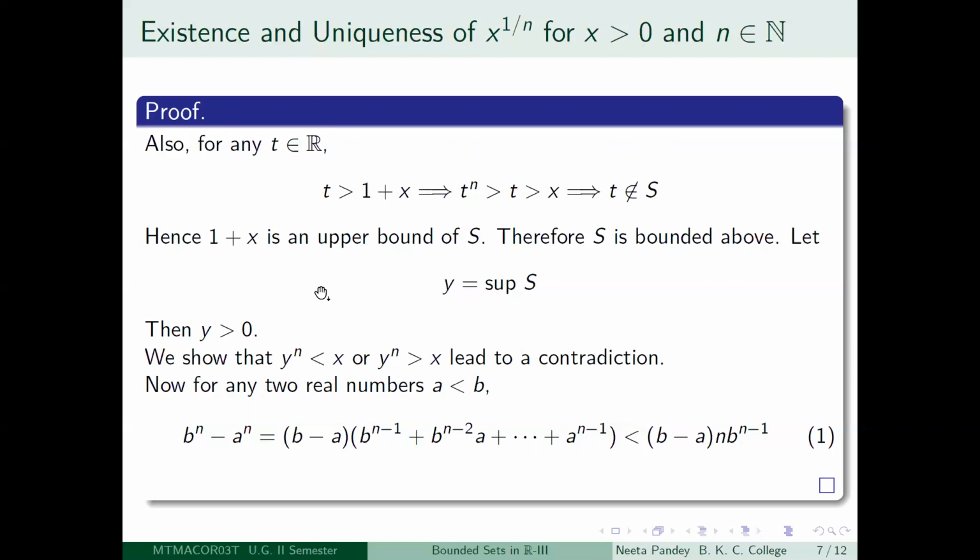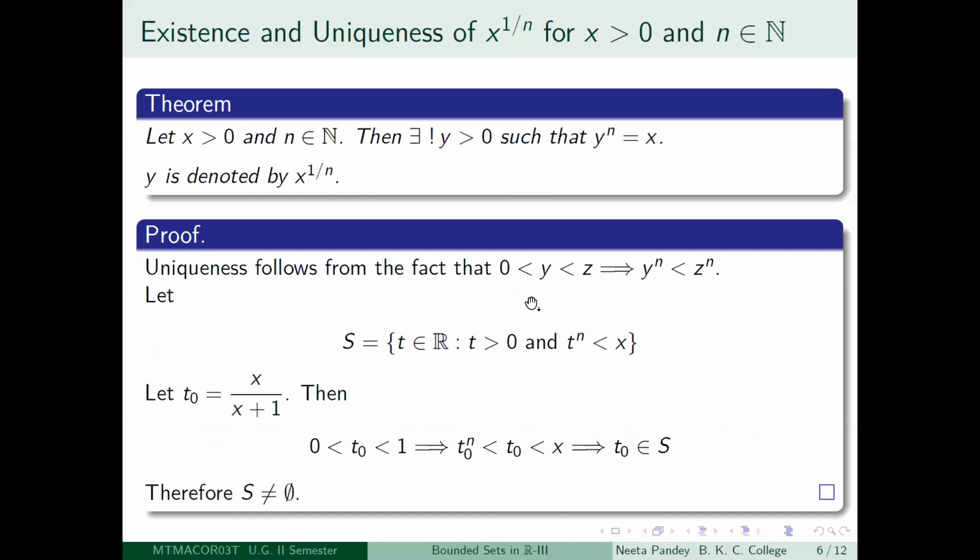So you have got a non-empty bounded above subset of the set of real numbers. Therefore, by the least upper bound property of real numbers, S will have a supremum. So y is equal to the supremum of S. Now what was S again? You go back. It is the collection of all positive real numbers t for which t to the power n is less than x. So its supremum, its upper bound at least, has to be positive. Since you are looking at positive numbers and then bounding it from the top, it has to be a positive number.